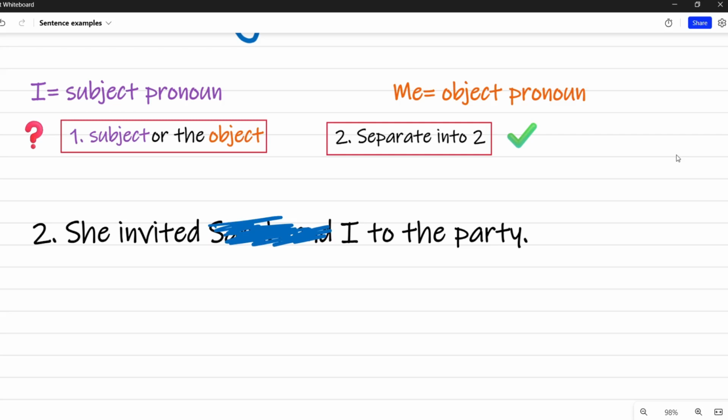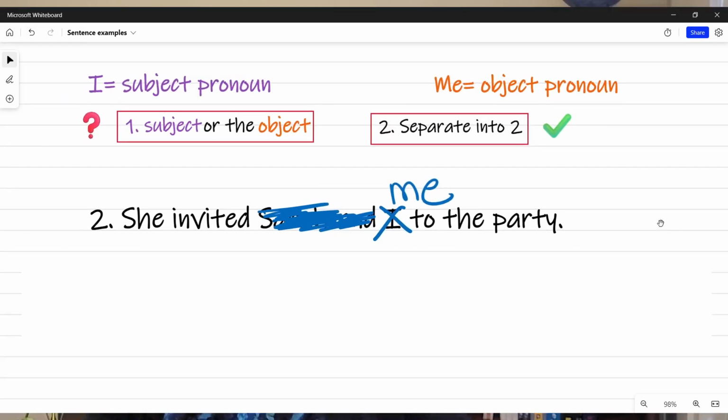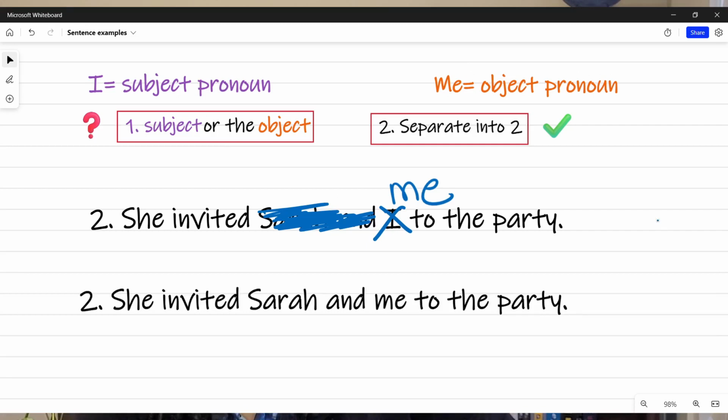"She invited I to the party." Obviously that is wrong. If we change this to me, "she invited me to the party," makes complete sense. So the sentence should read, "She invited Sarah and me to the party."